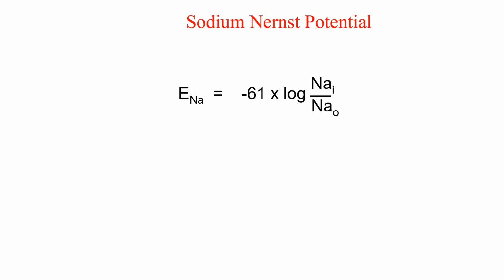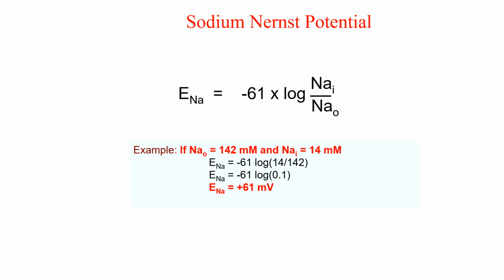Let us now calculate the diffusion potential for sodium. The equilibrium point for sodium, for the concentration gradient and the electrical gradient, will occur at the value of +61 millivolt. This is the equilibrium value at which the concentration gradient and the electrical gradient will reach an equilibrium.